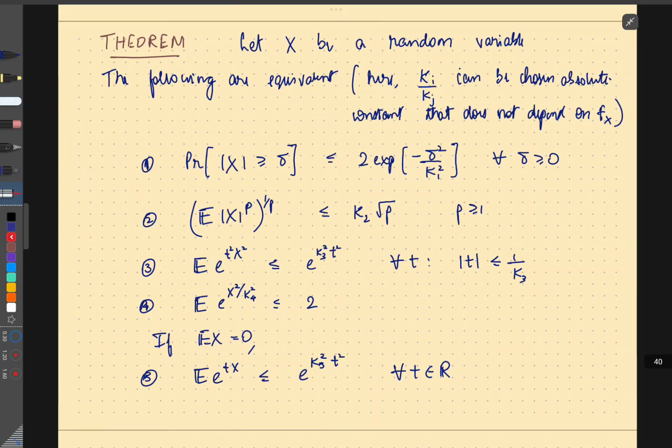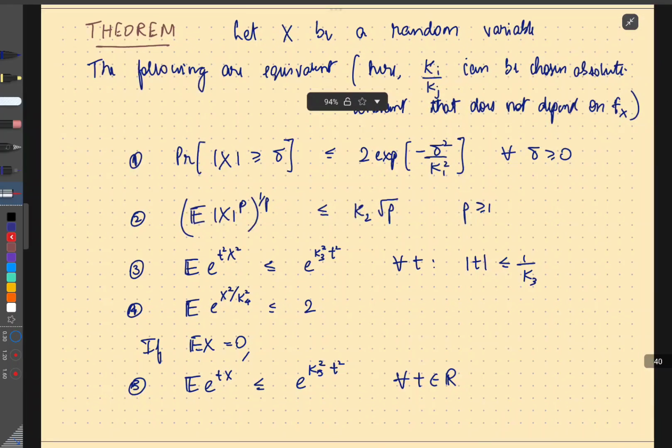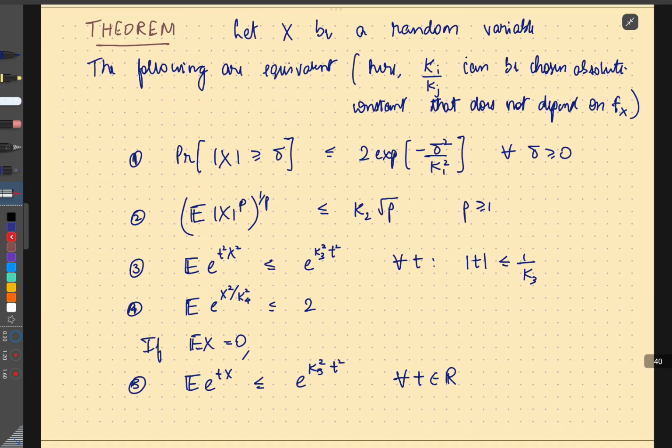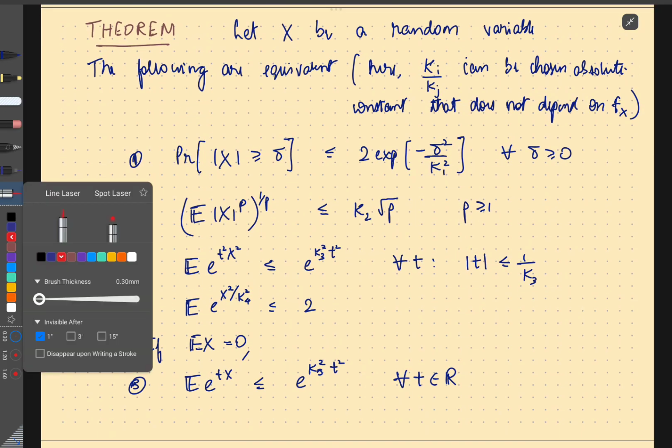Right. So in the last class, we saw this theorem, which I just stated, that allows us to define a class of random variables for which the tail probability decays at least as fast as that of a Gaussian. We call these Subgaussian random variables. Effectively, you can treat this as the definition of a Subgaussian random variable.